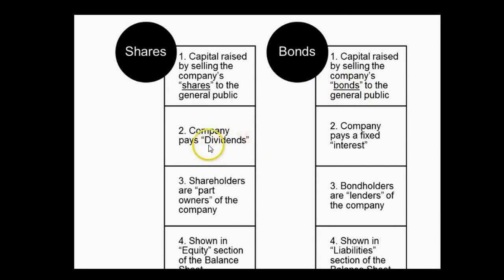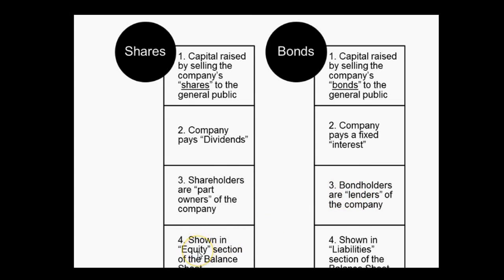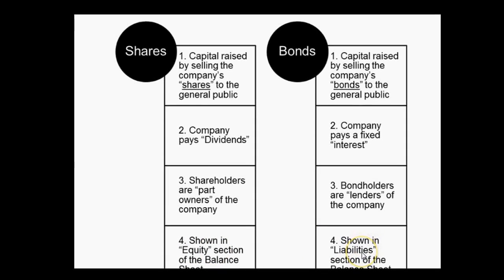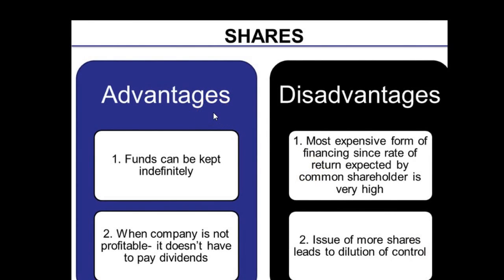Second is that in case of shares, the company pays dividends to the common shareholders, and in bonds, the company pays a fixed interest rate to the bondholders. The common shareholders are considered as part owners of the company, whereas the bondholders are only the lenders of the company. Further, shares are shown in the equity section of a balance sheet, whereas bonds are shown in the liability section of the balance sheet.